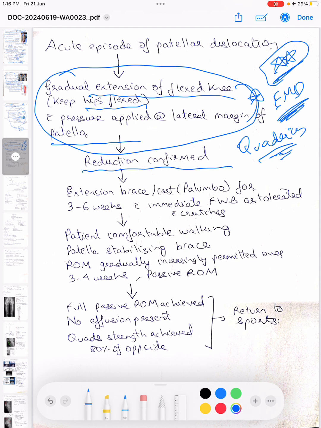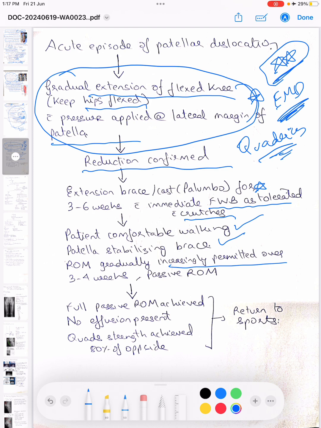Once the reduction is confirmed, the routine management, if it is not complicated with osteochondral fragment, hemarthrosis and all those complicated factors, we are going to discuss later. So the usual management is we give an extension brace and cast for 3 to 6 weeks. We don't allow the patient to flex the knee immediately, but yes, we can start immediate full weight bearing, walking as tolerated with crutches. Once the patient is comfortable walking, we give a patella stabilizing brace, and we gradually start the ROM of the knee. 10 degrees, 20 degrees, we gradually increase as permitted.